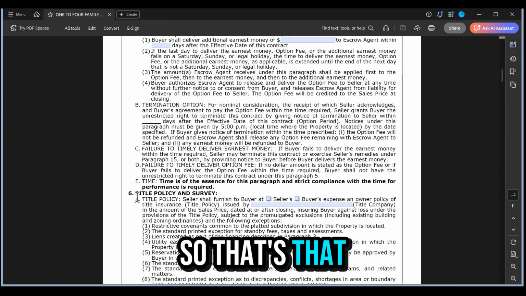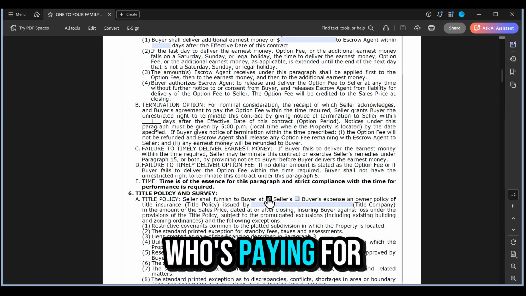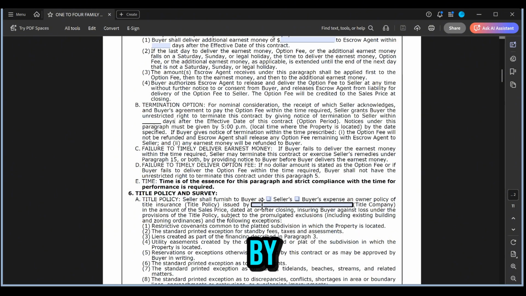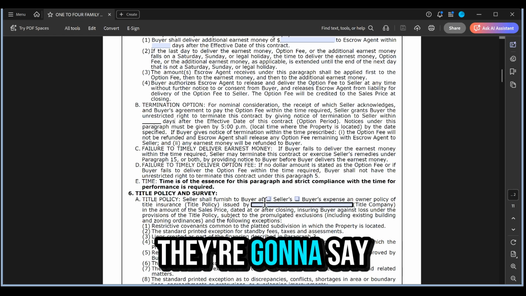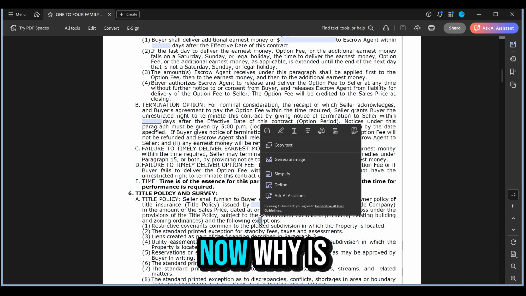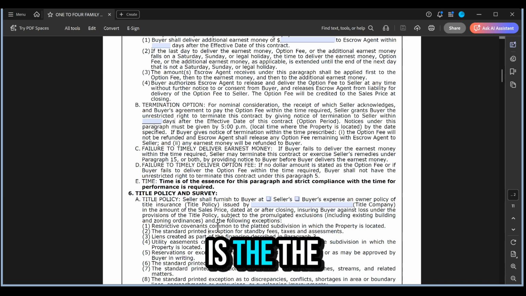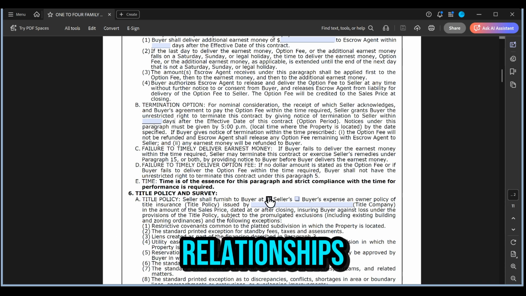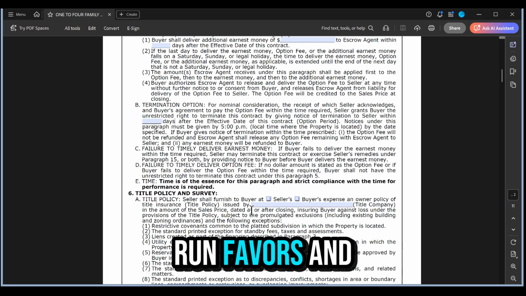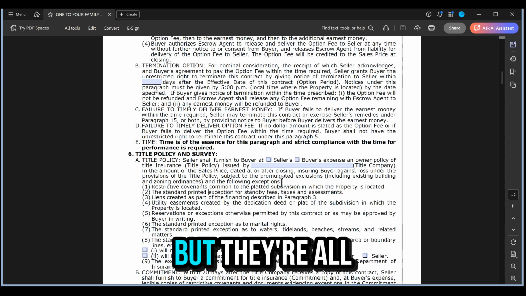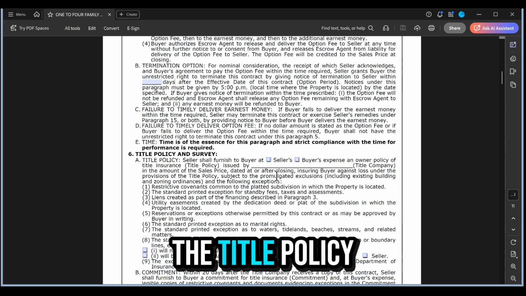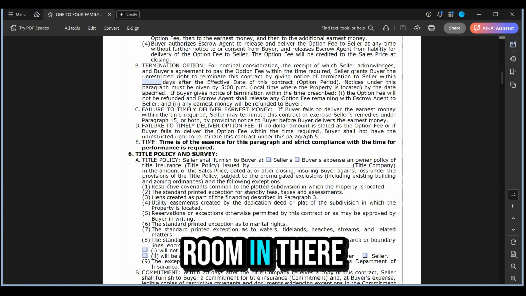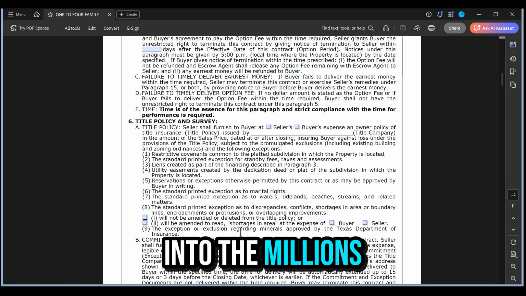Okay, so that's that. Title policy: who's paying for it, the seller or the buyer, and issued by seller's choice. If they're paying for it, they're going to use their title company. Why is the title company important? Sometimes realtors have relationships and can move a file a little bit faster, run favors and stuff, so that's good. But the title policy is regulated by the state most of the time. There's a little wiggle room in there, but not much, unless you get into the millions of dollars.